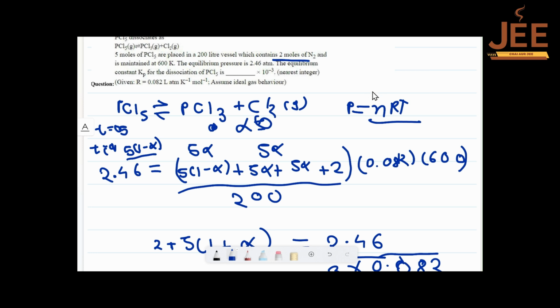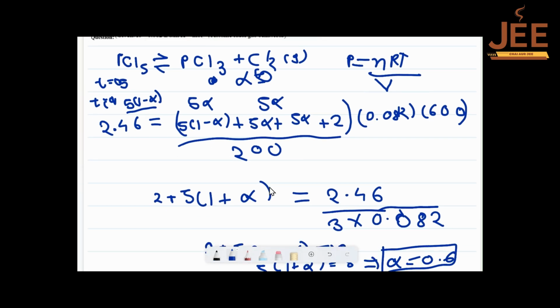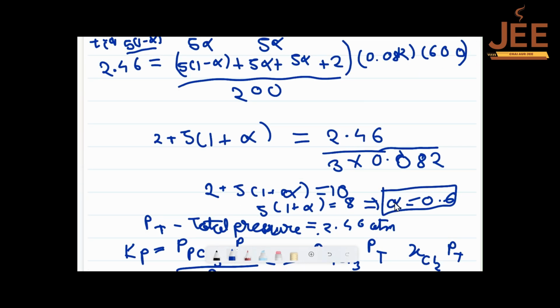Now from the ideal gas law we know that pressure equals nRT by V. We have been given the total equilibrium pressure as 2.46 atm. Now we have to calculate the total number of moles of each component. For PCl5, its moles will be 5 into 1 minus alpha. For PCl3 it will be 5 alpha, and for Cl2 also 5 alpha. But we have to keep in mind that there will be 2 moles of N2 also, as it has been given in the question, and it does not react. So we will have 2 moles of nitrogen also. Now upon calculating, we get the value of alpha as 0.6.